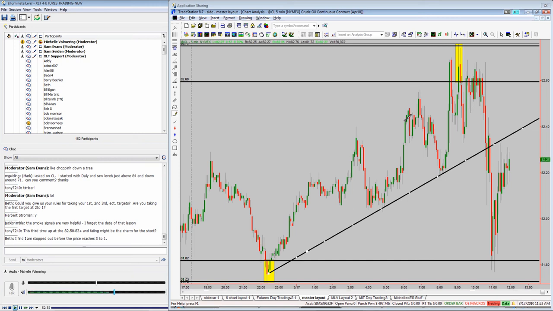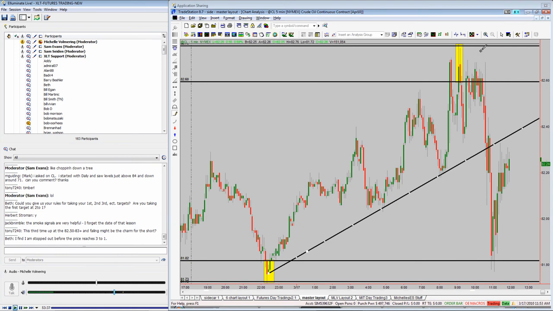Okay? Okay, Beth says, I find that I'm stopped out before the price reaches the 3 to 1. Okay, this is an example right here, and it's also going to answer the question that goes along with Tony's question. This is the third time up at 82.50, 83, and falling might be the time for the short. Okay, if you had identified this level as an area for an entry, because this was a swing point, and it pulled back down into this area, you don't know that this is the extreme high on this pullback because this is still part of higher highs and higher lows.